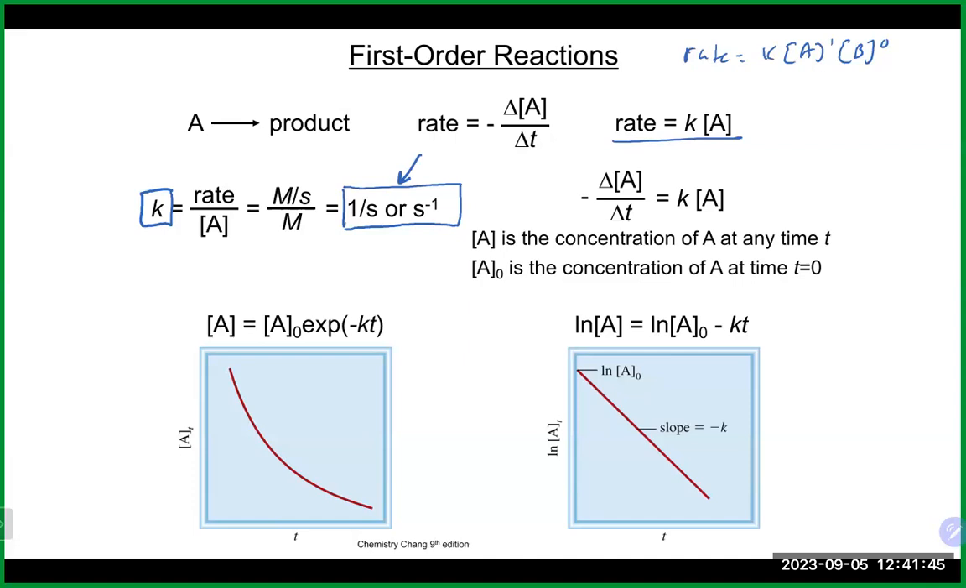Like I said earlier, sometimes they will not, in blinking lights, say this is first order and you should use those equations. They'll give you the rate constant. You'll see the units and you just need to know, oh, those units are associated with a first order reaction.